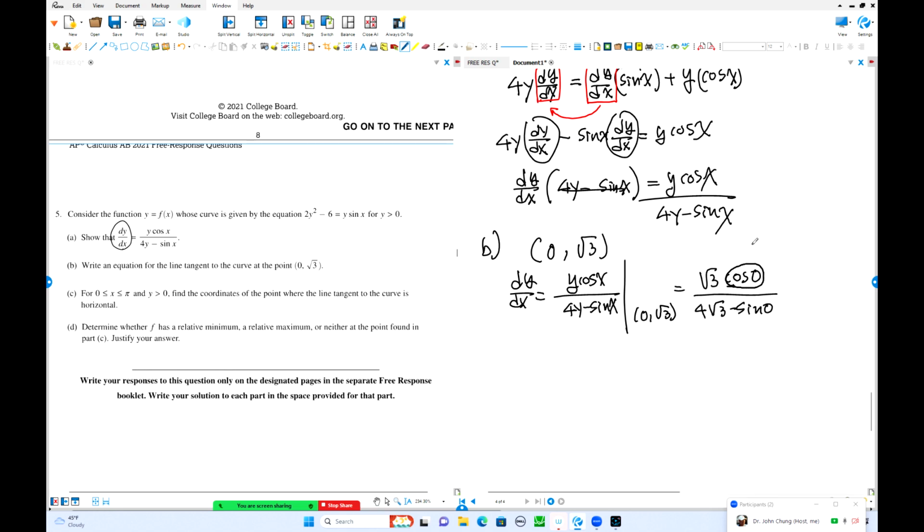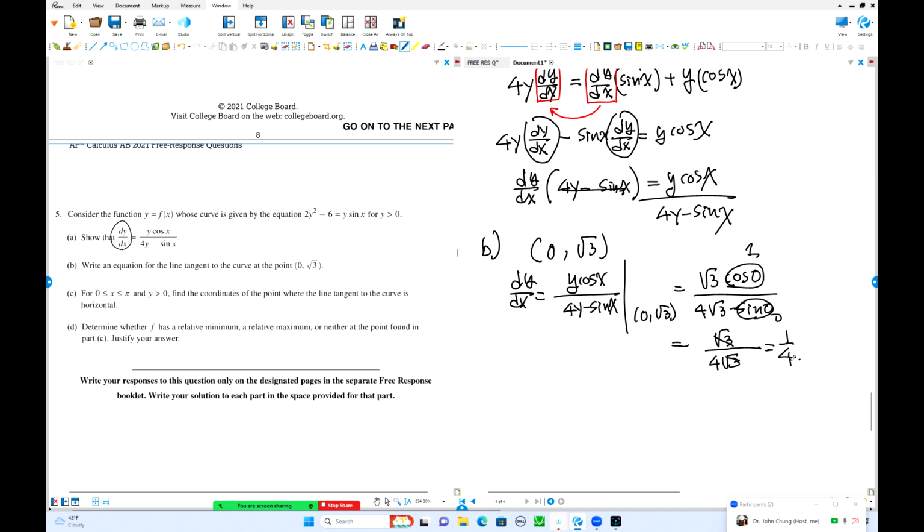Cosine 0 is 1. Sine 0 is 0. So the numerator is square root 3, and the denominator is 4 square root 3 minus 0, which is 4 square root 3. That gives 1/4. That's the slope.